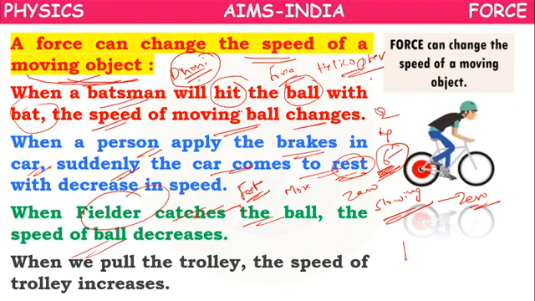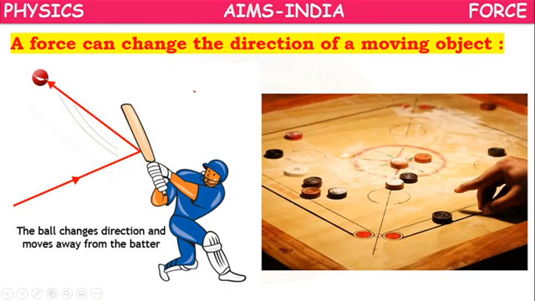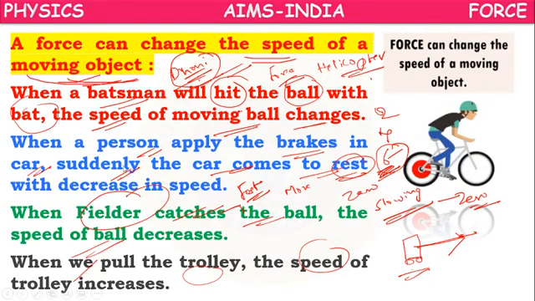Or suppose we have a trolley. If you pull the trolley, what happens? The speed of the trolley will increase. So a force can change the speed of a moving object. So next.